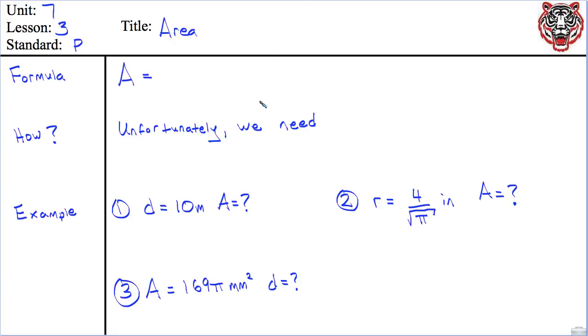The formula: area is equal to, shout it out if you know it. Area of a circle. Know it? Kind of, but not really. Okay, it's equal to pi times the radius squared. And note that r is equal to the radius.